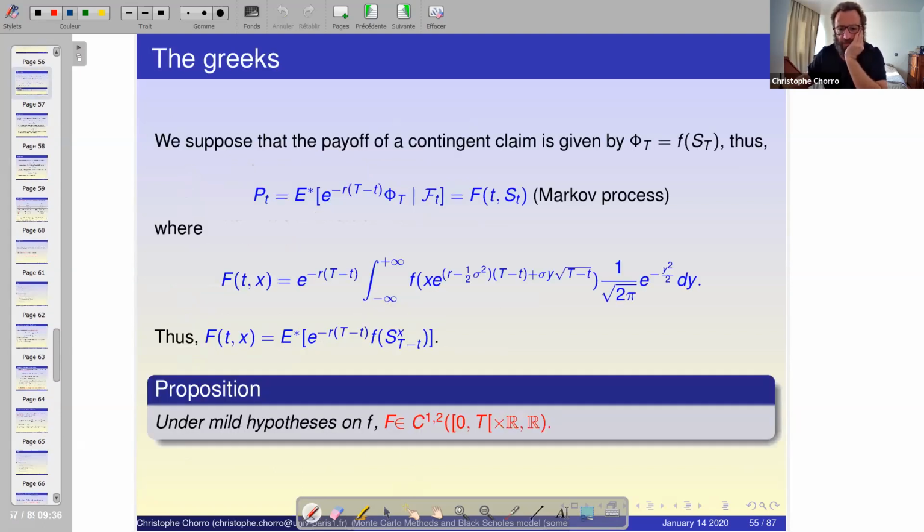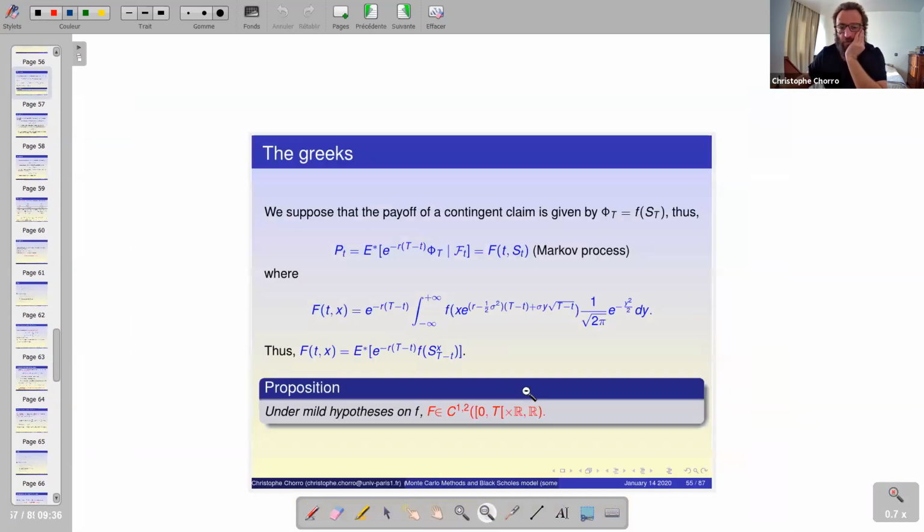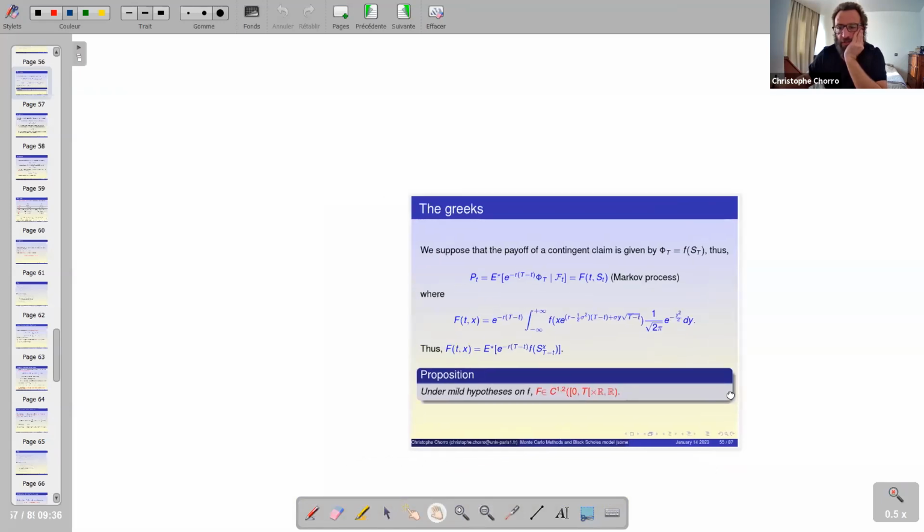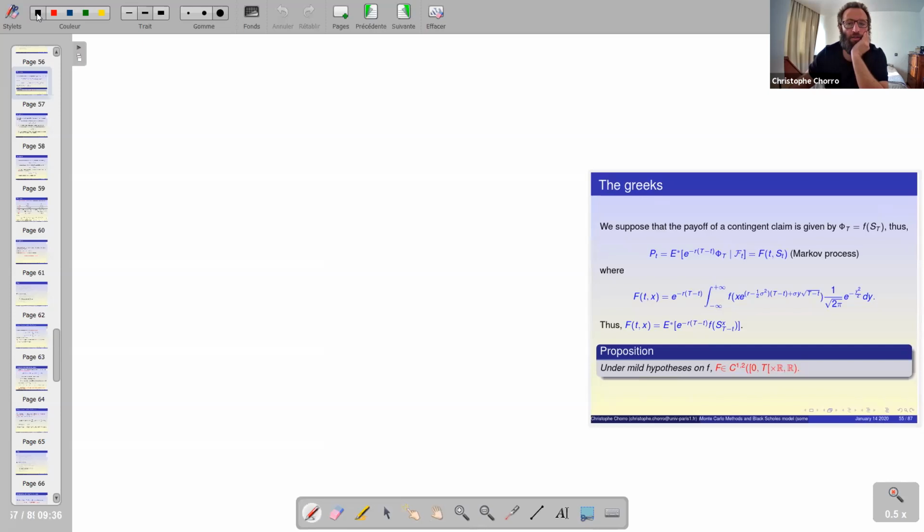So here we are going to be in the following situation. I reduce the slide a little here. I consider a contingent claim that has a very particular form. It's something that is path independent. It's just a function of the final value of the risky asset. So it's what we can consider as a path independent payoff. By path independent, I just mean that it only depends on the final value of the risky asset.